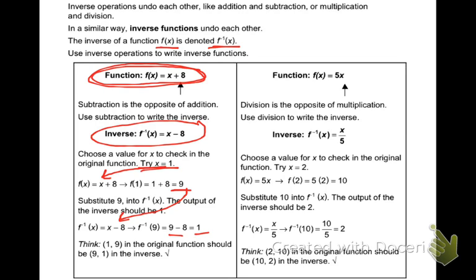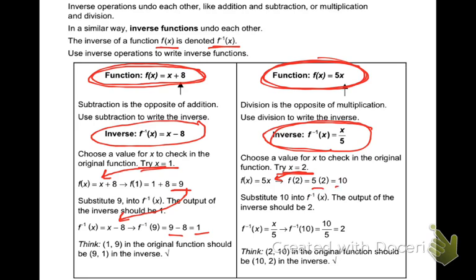Same thing on the next one here. Function f of x equals 5x. What's the inverse or opposite of multiplication? Division. So f inverse of x is x divided by 5. Well, let's try x equals 2. What's 5 times 2? 10. I take 10 and plug it into the inverse function now. 10 divided by 5 is 2. That's what I started with. It comes right back out. And that's how you check to make sure they're the same.